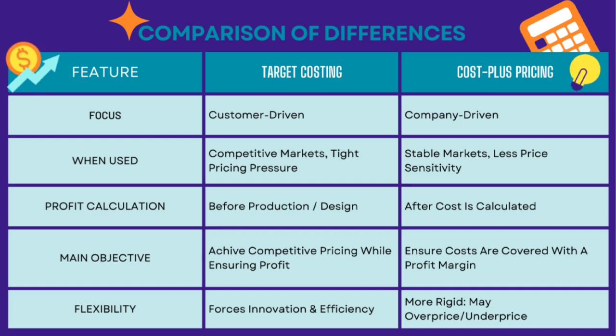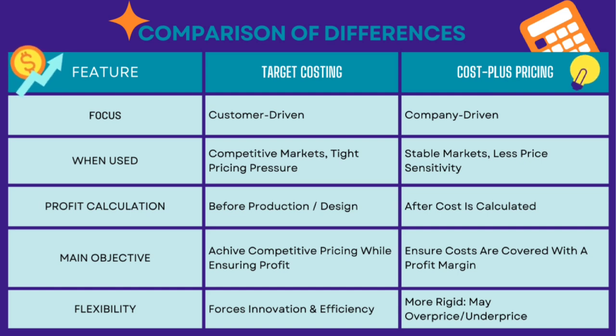Second is when used. Target costing is used in a more competitive market with tight pricing pressure. The second one is cost plus pricing. It has a stable market and less price sensitivity.